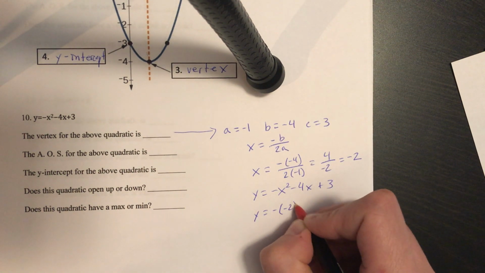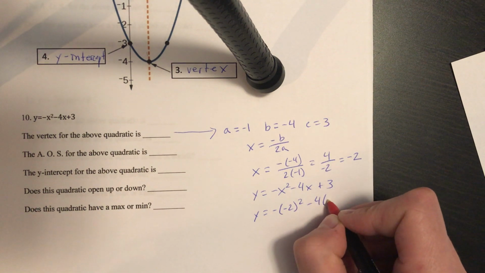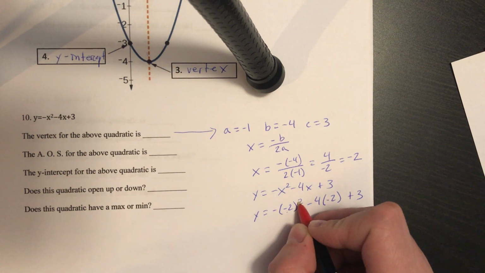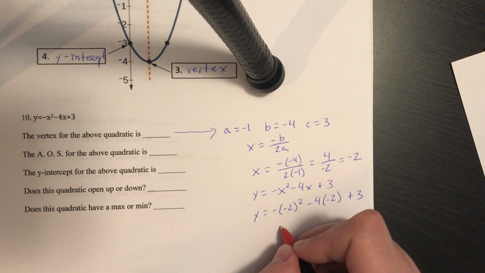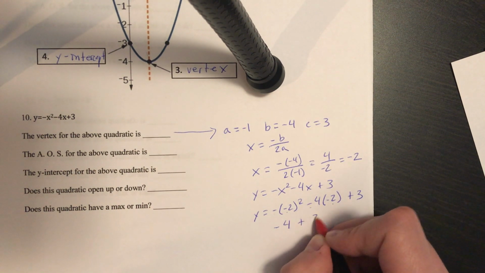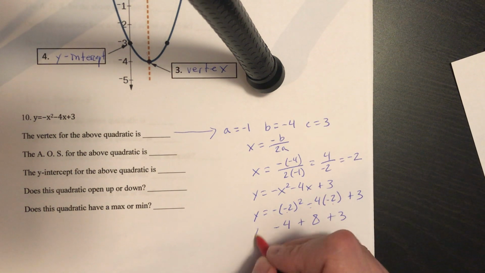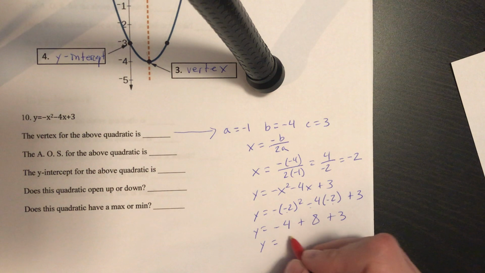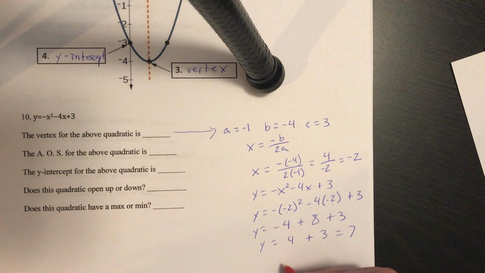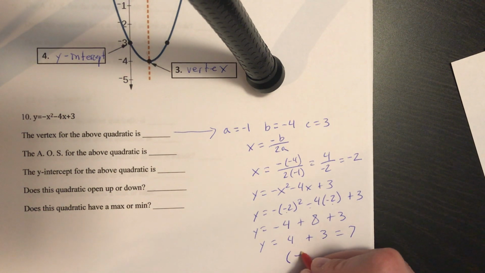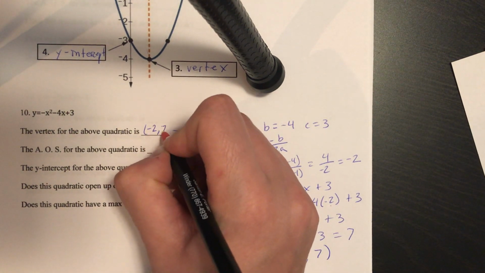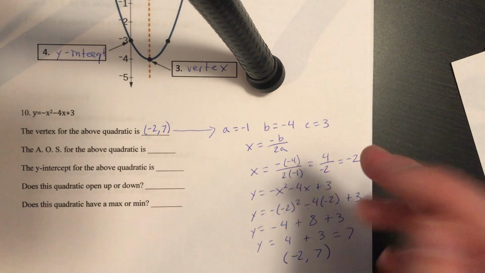So be really careful when you do this. Make sure you're using your order of operations. So first we're going to do negative 2 times negative 2, which is positive 4, times the negative 1, which is going to be negative 4. Negative times the negative would give me positive 8, and then plus 3. So I'd work this out. This will become 4 plus 3, which is just 7. So my vertex would be negative 2, 7. Okay, so I'm going to write that over here. Negative 2, 7. And then everything else from there should be pretty straightforward.